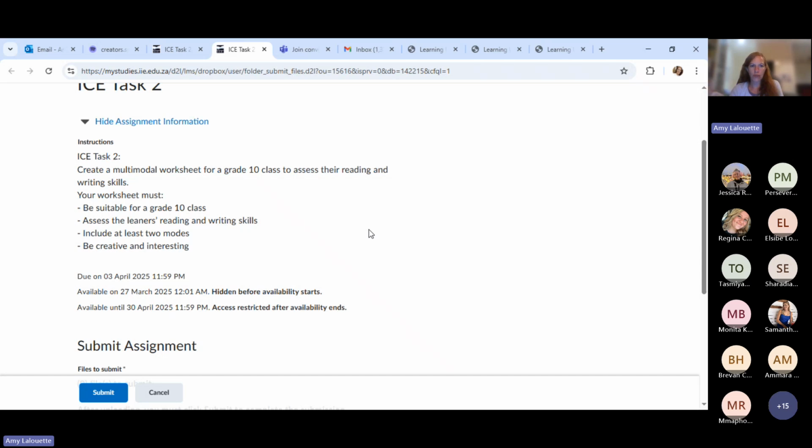First of all, it's for grade 10s and it's reading and writing skills. So that's what it's assessing. That's going to give you a clue as to at least one of the modes that you're going to use. Be creative and interesting. That just means it would be interesting to see, something that the kids would be excited to do. They wouldn't just look at it and groan.